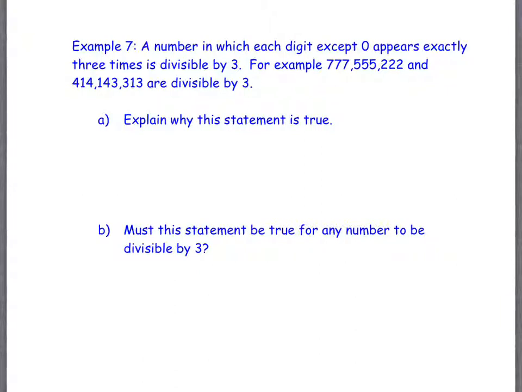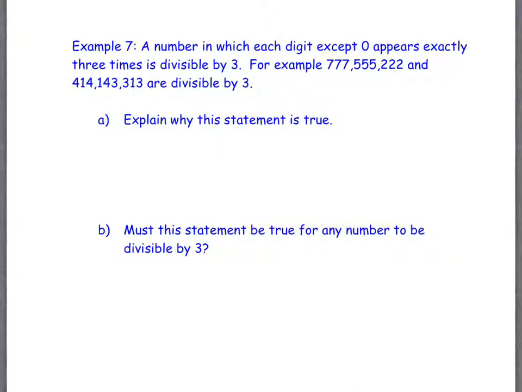All right, last one. A number in which each digit except 0 appears 3 times is divisible by 3. For example, 777, 555, 222, and 414, 143, 313, that is, all the numbers appear there 3 times, are divisible by 3. Explain why this is true. Because if it's multiplied by 3, then it has to be able to be divided by 3. Because like 3 times 7 is 21, 5 times 3 is 15, 2 times 3 is 6.